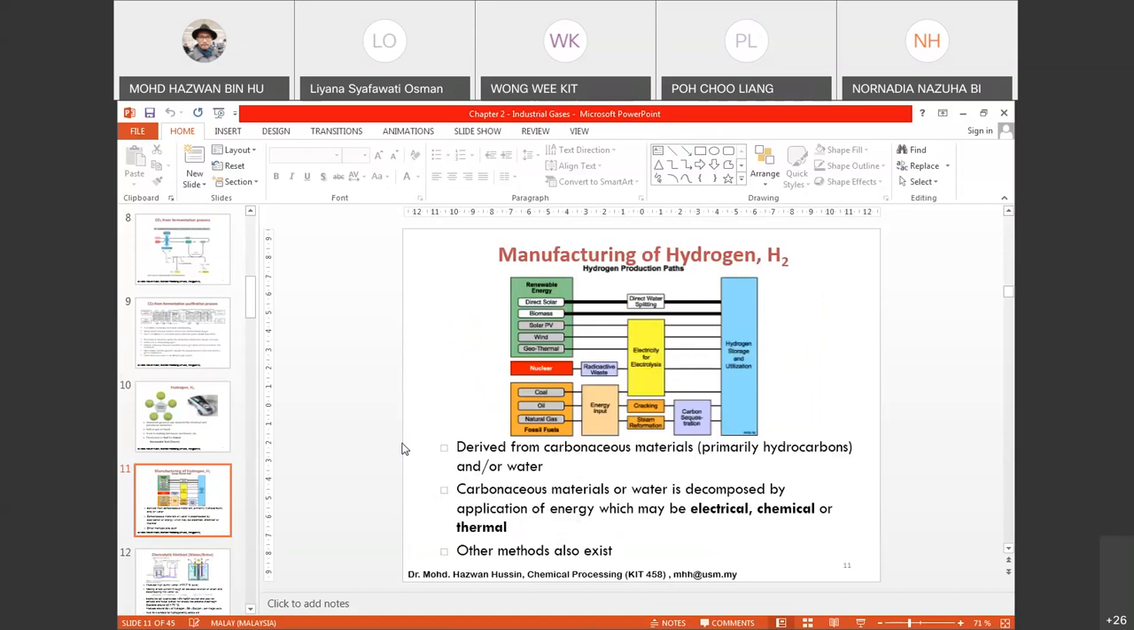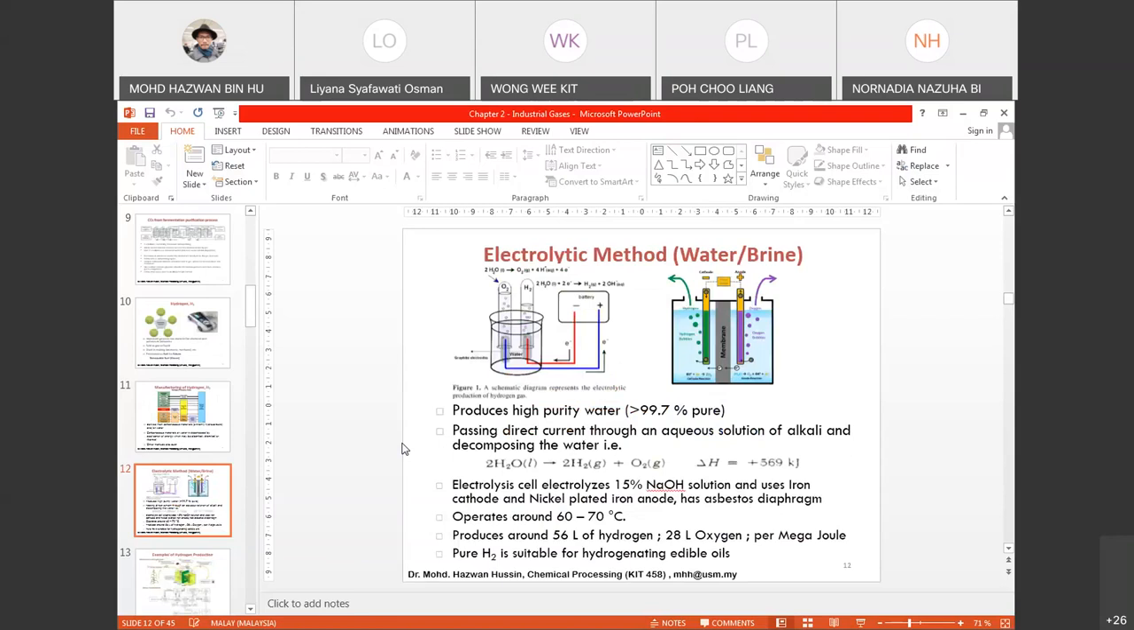The production of hydrogen gas can be various. It can come from electrolysis, and it can also come from cracking processes, steam reformation, and so on. We are going to go through each process one by one. As I said, you learned one of the methods, electrolysis, during high school. You know that hydrogen gas can be produced from the electrolysis of water. It is derived from carbonaceous material, primarily hydrocarbons and or water. Carbonaceous materials or water are decomposed by application of energy, which may be electrical, chemical, or thermal. Sometimes other methods also exist. The first method is the electrolytic method.